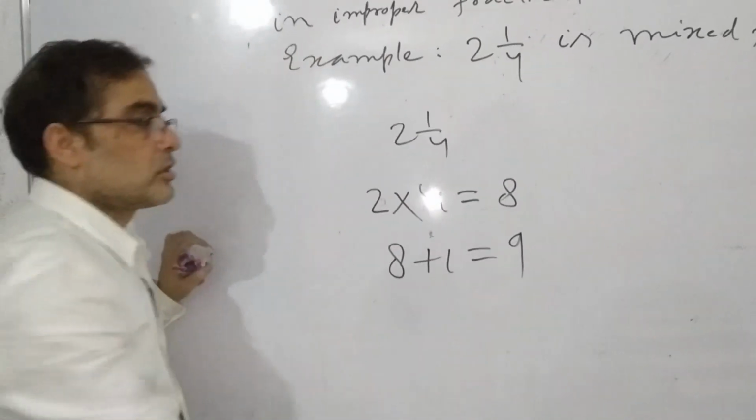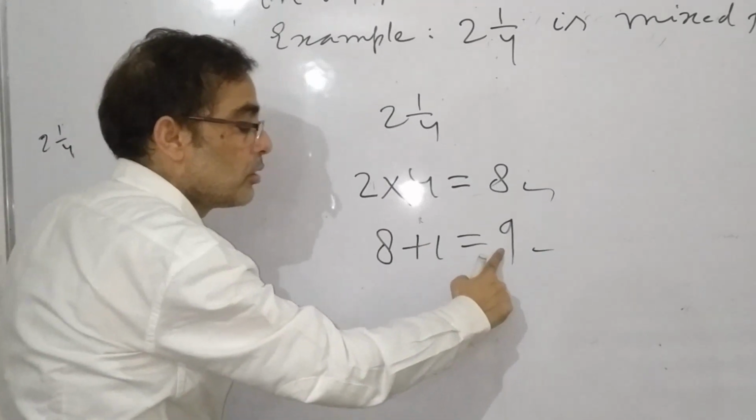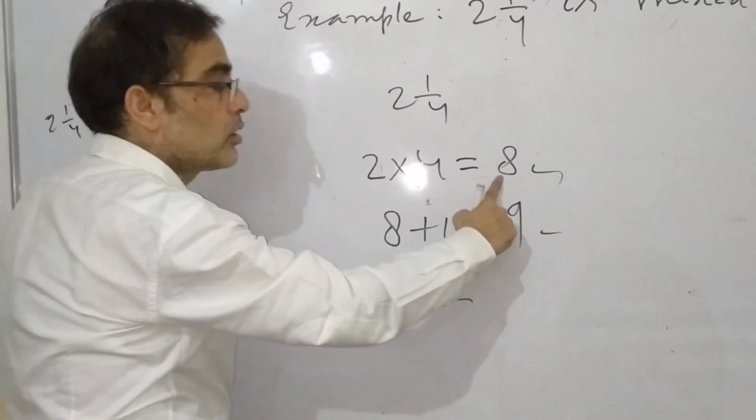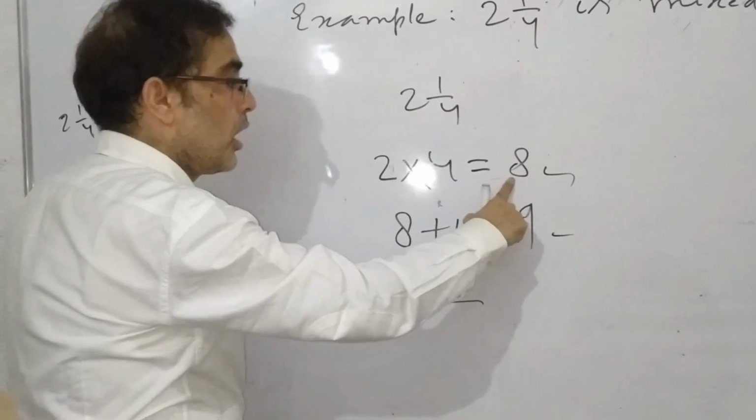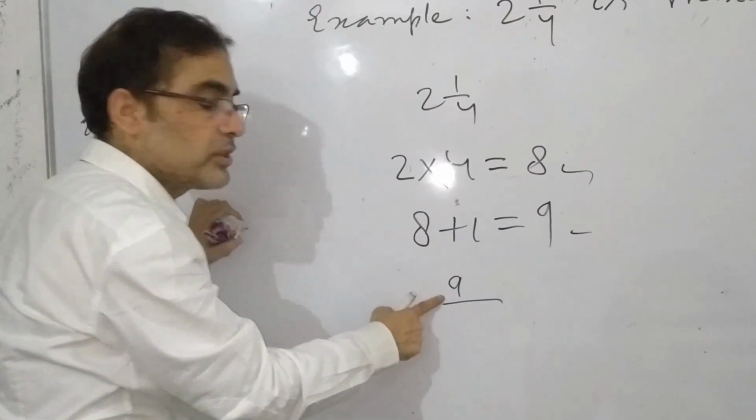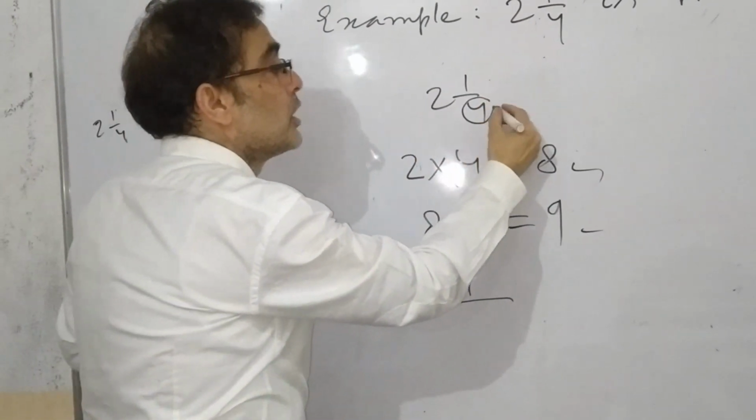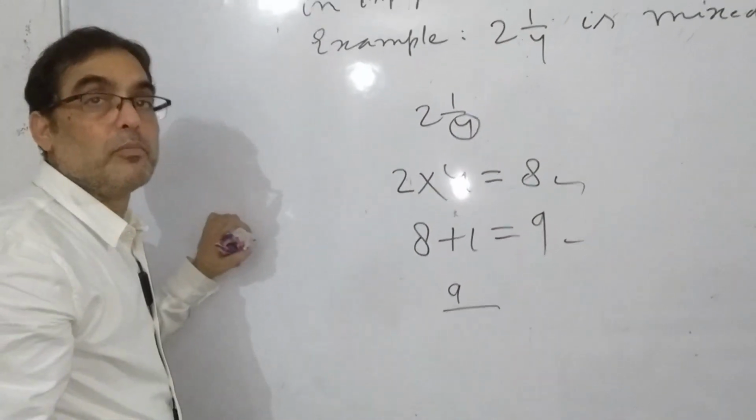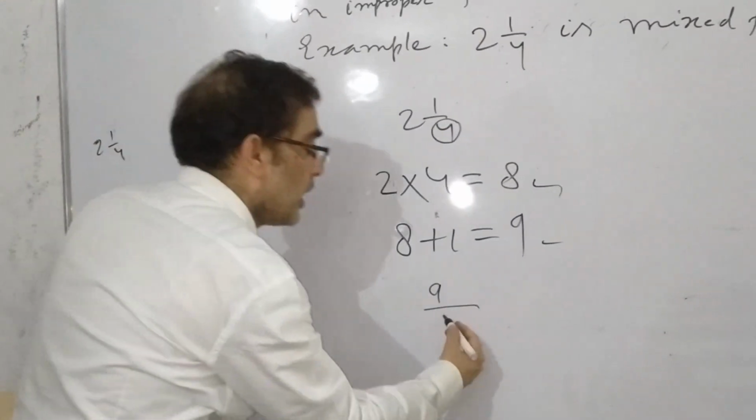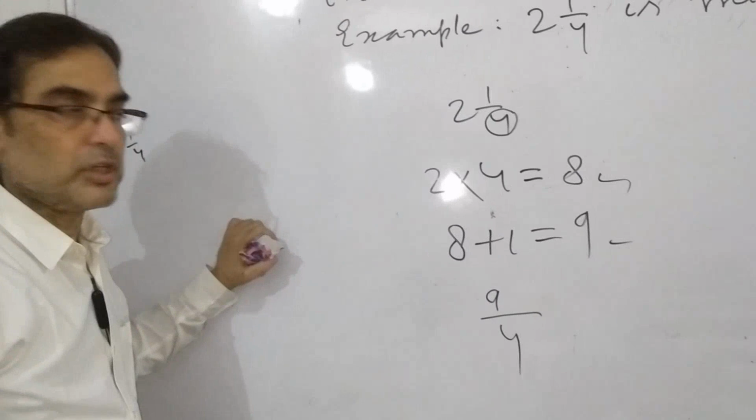There are two results, 8 and 9. The second result will be in place of the numerator, and the denominator of the mixed fraction will not be changed. Here 4 will be the same. 4 will not be changed.